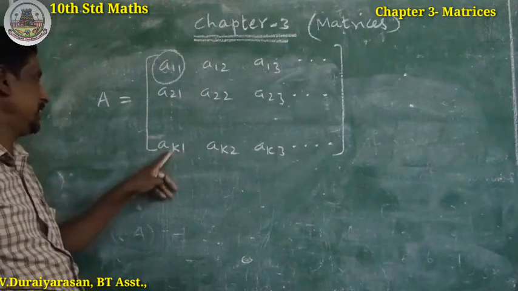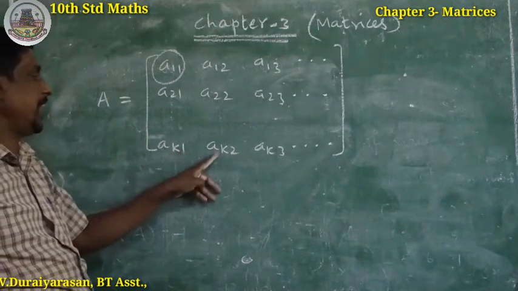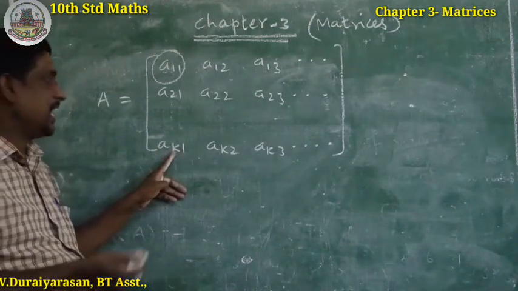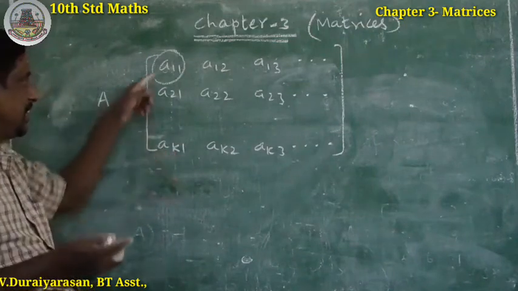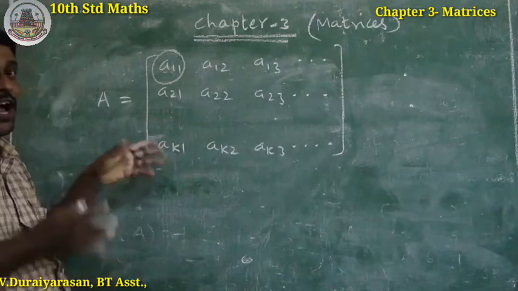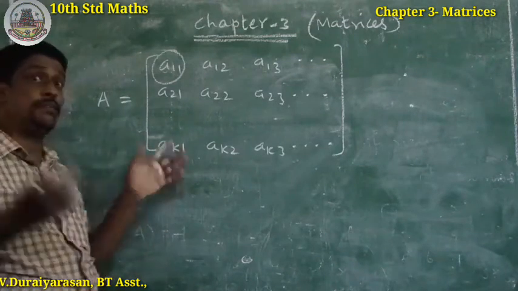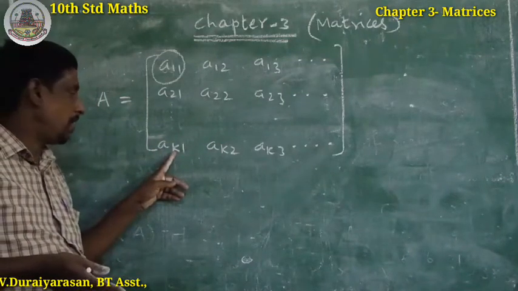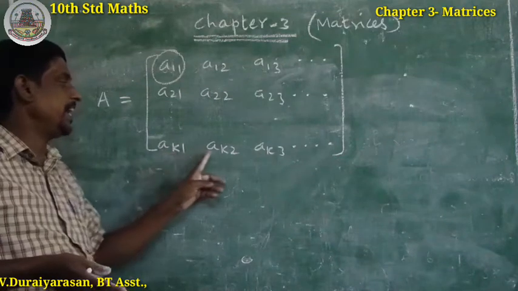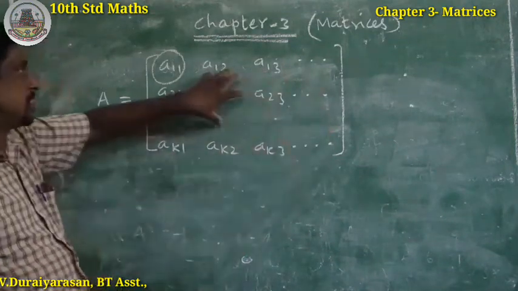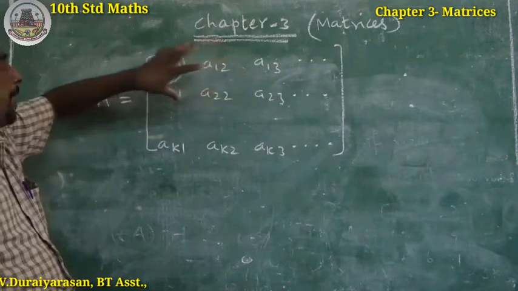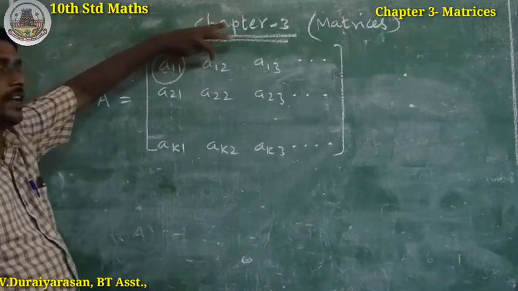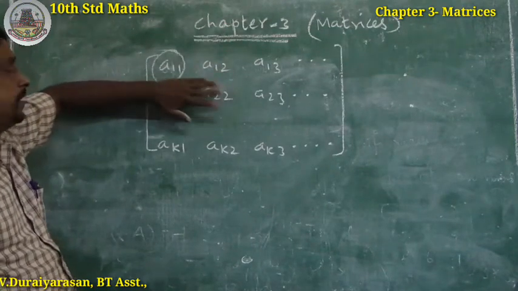Finally, ak1 means k-th row, first column, and ak2 means k-th row, second column. What is k? k is 1, 2, 3, 4, 5 and so on. It is an unknown number, denoted by the variable k. So ak1, ak2, ak3 and so on. This is the general form of a matrix. a11 means first row, first column, a12 means first row, second column.